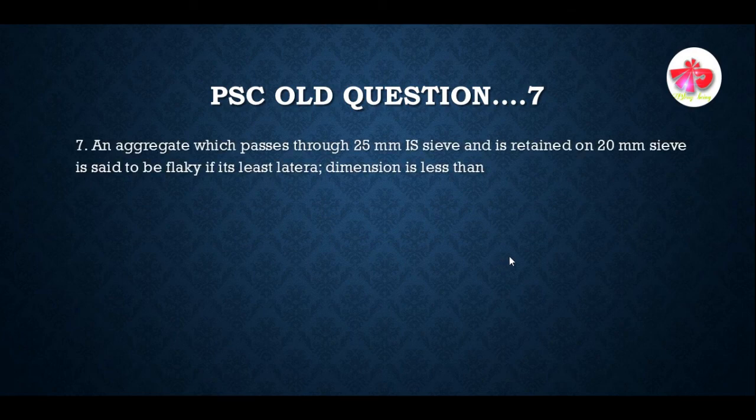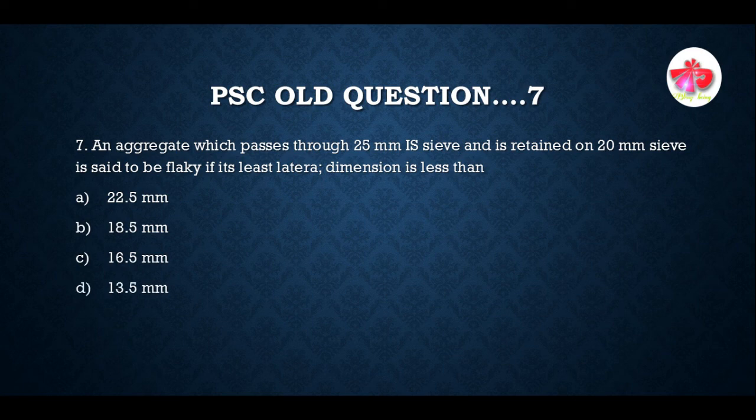Question number 7 is, an aggregate that passes through 25 mm IS sieve and is retained on 20 mm IS sieve is said to be flaky if its least lateral dimension is less than option A 22.5 mm, option B 18.5 mm, option C 16.5 mm, and option D 13.5 mm.